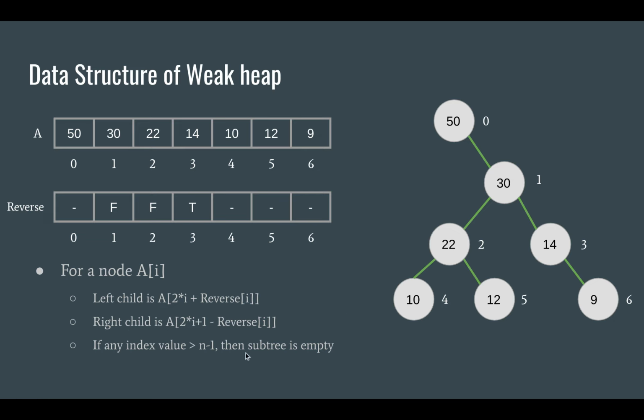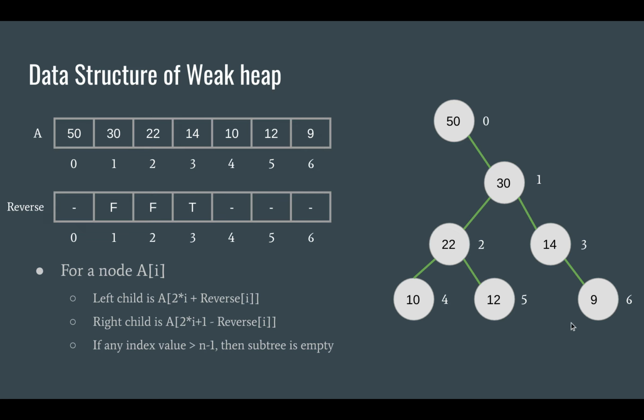And if we want to find the right child, if we insert 3 in this formula, 2 into 3 plus 1, which is 7, minus 1, because the reverse of 3 is true, it returns 1. So 7 minus 1, which is 6, and we can find the right child of index 3 at the 6th index.